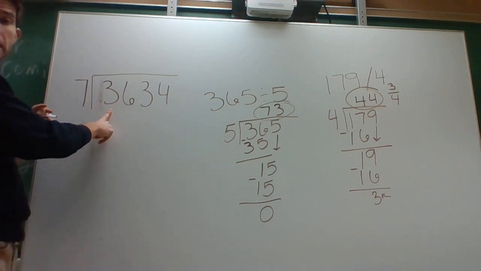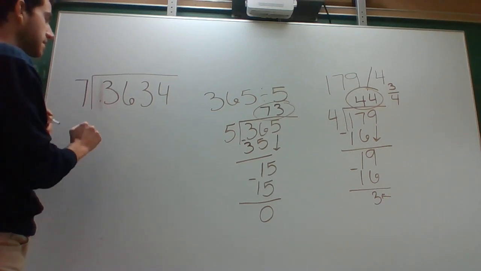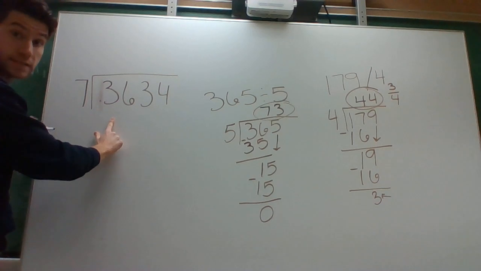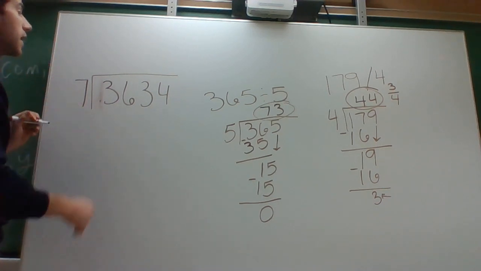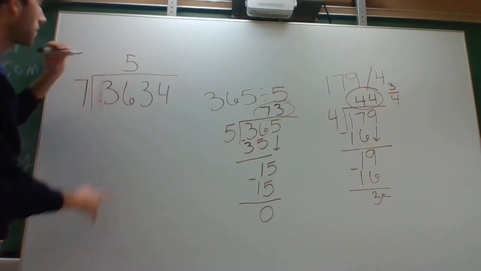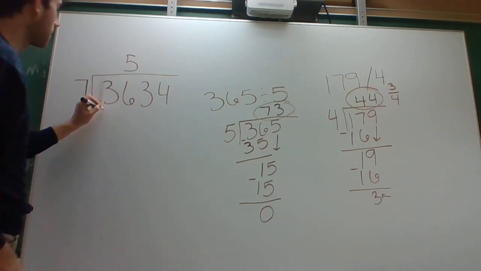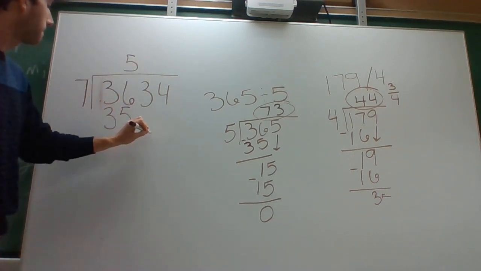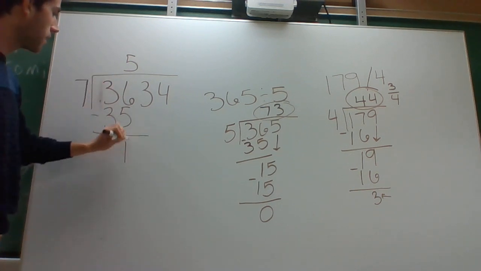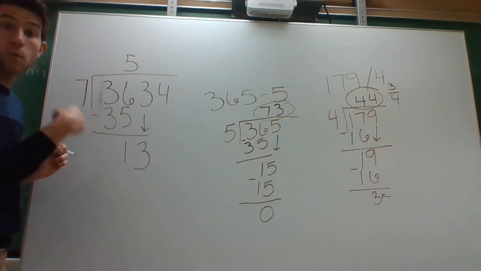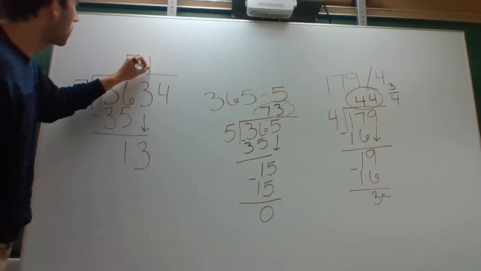Does 7 go into 3? No, I can't divide 3 things into 7 equal groups. But we know 7 does go into 36. It goes into it 5 times. So I put the 5 above here because it's 36. 7 times 5 is 35. Subtract. I get 1. Drop down the 3. How many times does 7 go into 13? Just once. So I put a 1.